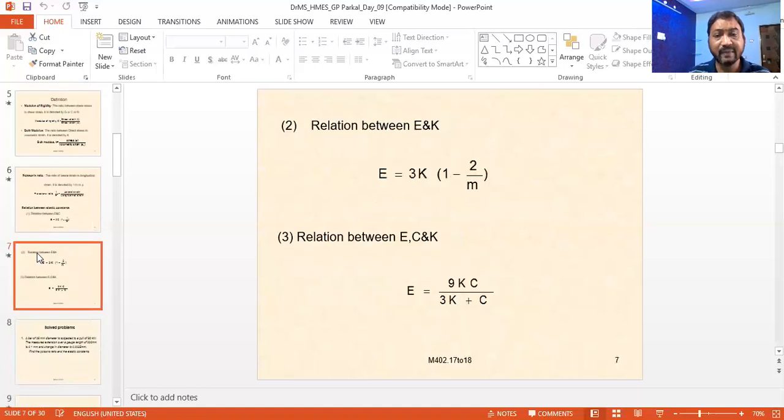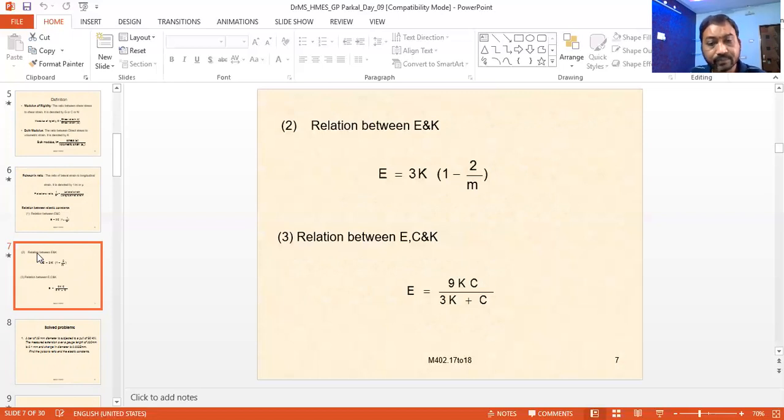The next one is the relation between the Young's modulus E and the bulk modulus K. Here we have the relation E is equal to 3K into 1 minus 2 by m. Here 1 by m is also the Poisson's ratio. So this is nothing but E is equal to 3K into 1 minus 2 into 1 by m, where 1 by m is the Poisson's ratio.